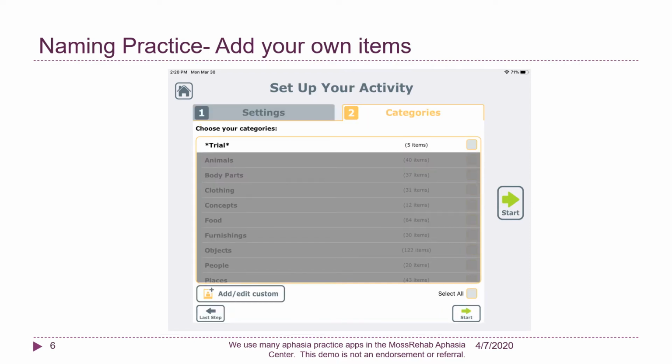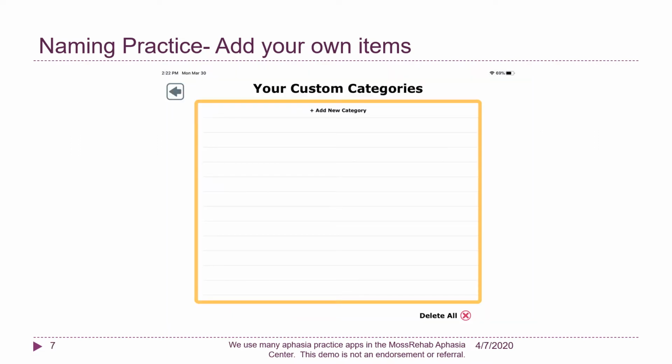Once you're in the Categories folder, you can see that in my case, the trial version only has a few items available. The rest are kind of grayed out. But that's fine because we are going to be adding our own item. And to do that, we'll look down to the bottom of the screen and we will click the Add, Edit, Custom button. That will bring you to this page, and the first thing that you'll do is click Add New Category.